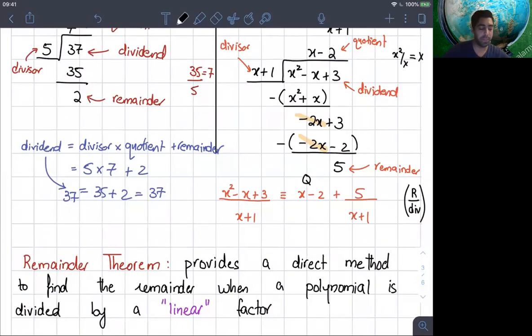Now, just for practice, you can take this stuff on the right, do the algebra, and then see if you get the same thing on the left. If you get the same thing on the left, that means your long division is correct. Otherwise, it's not correct.